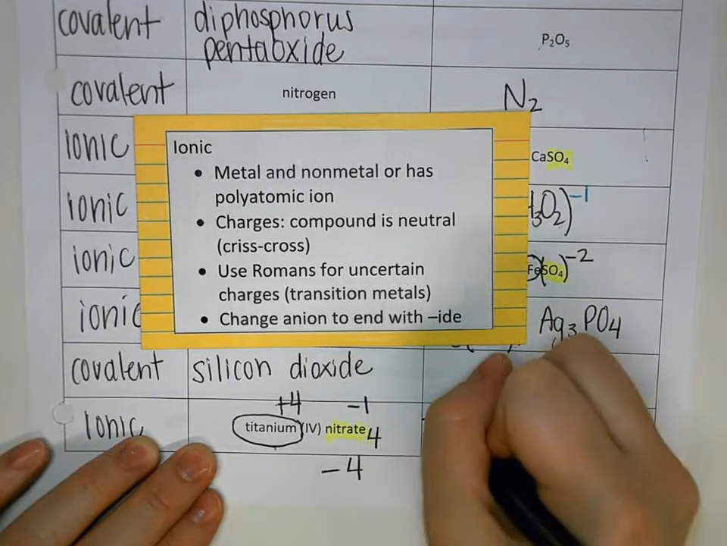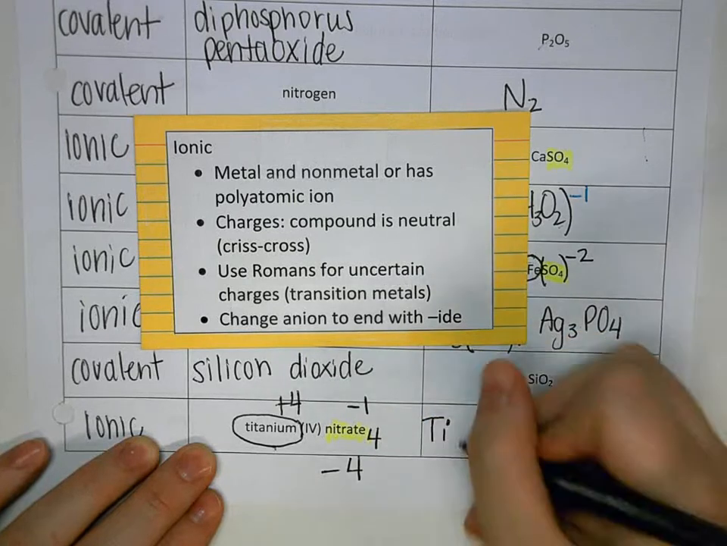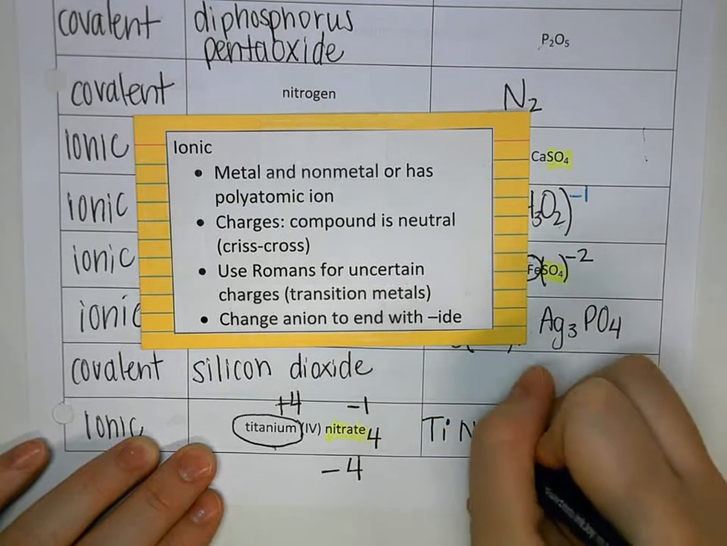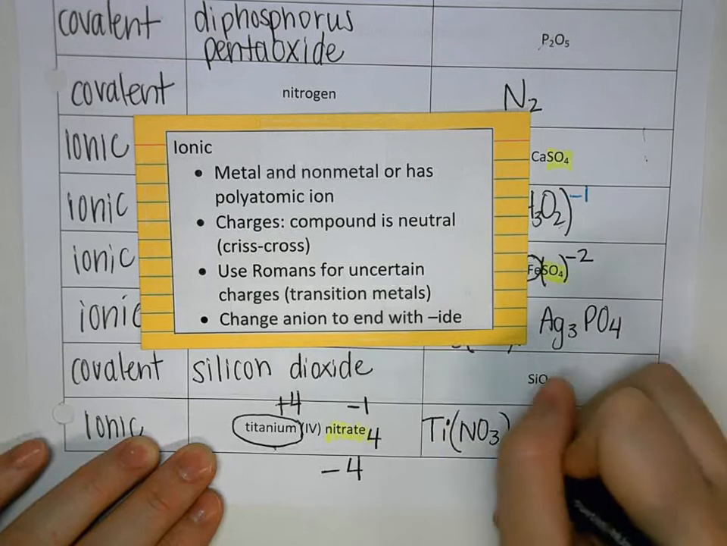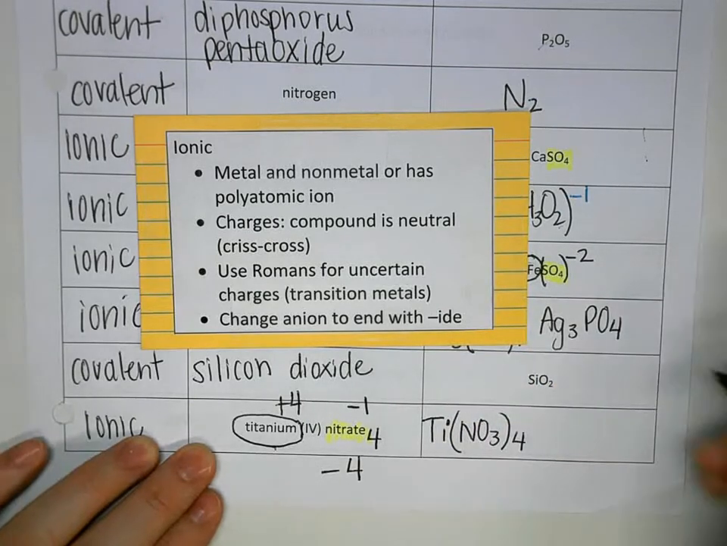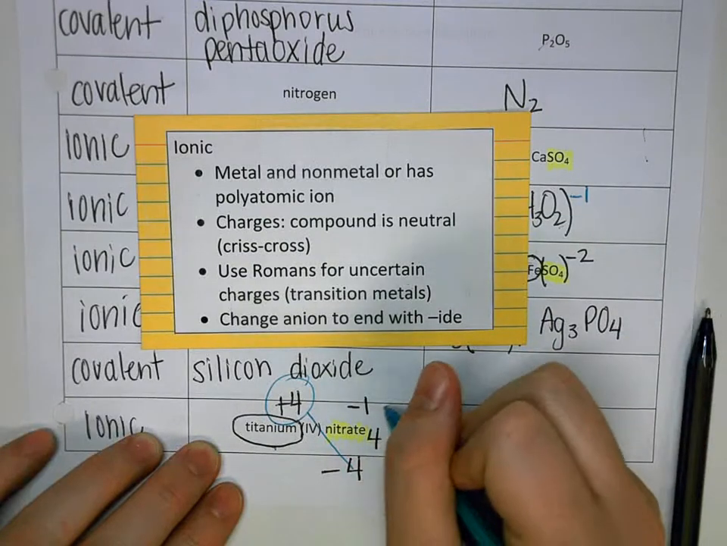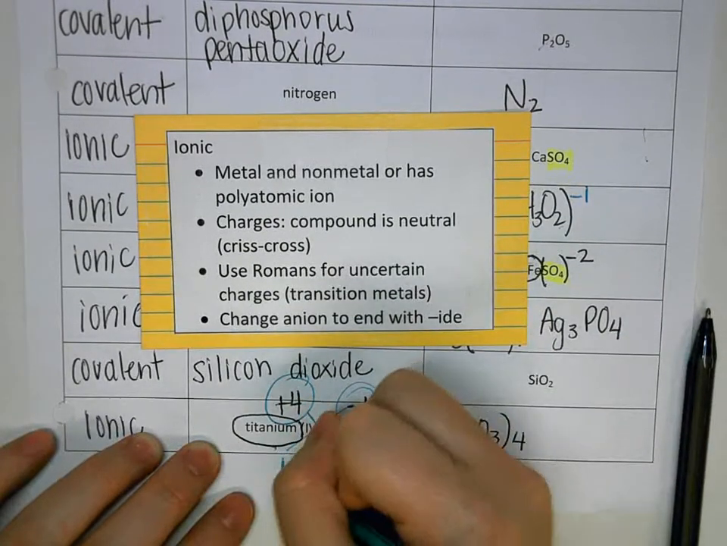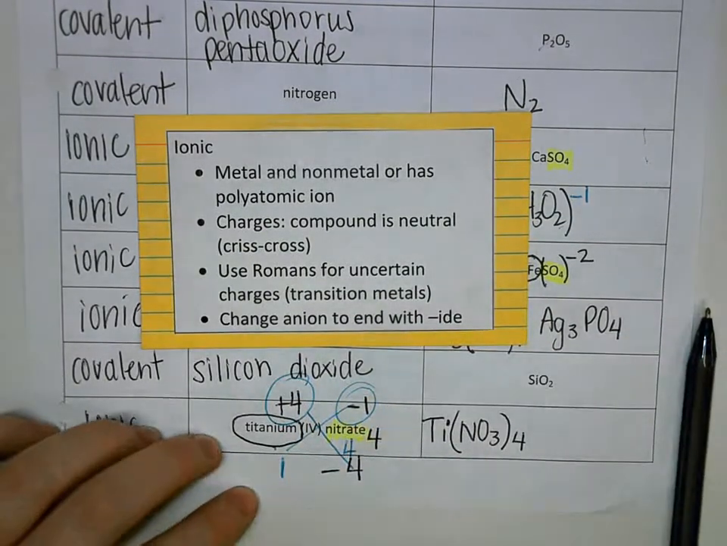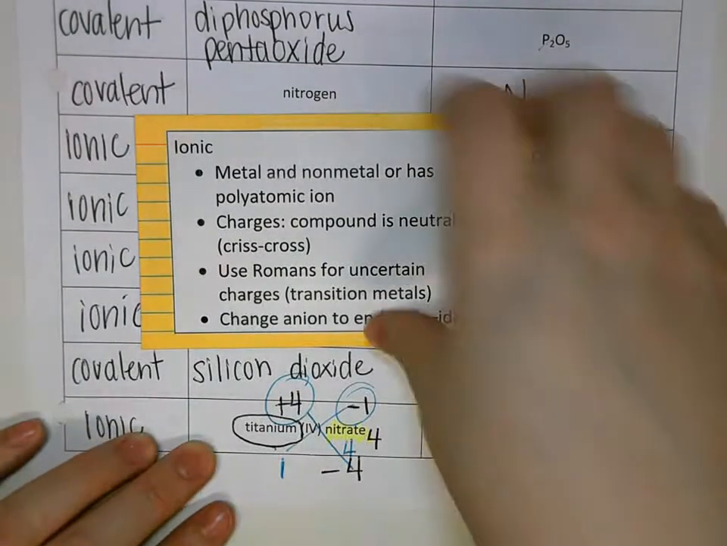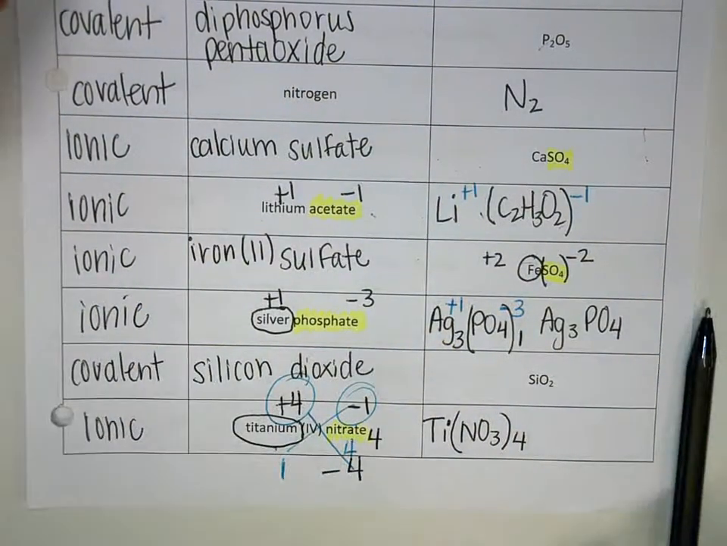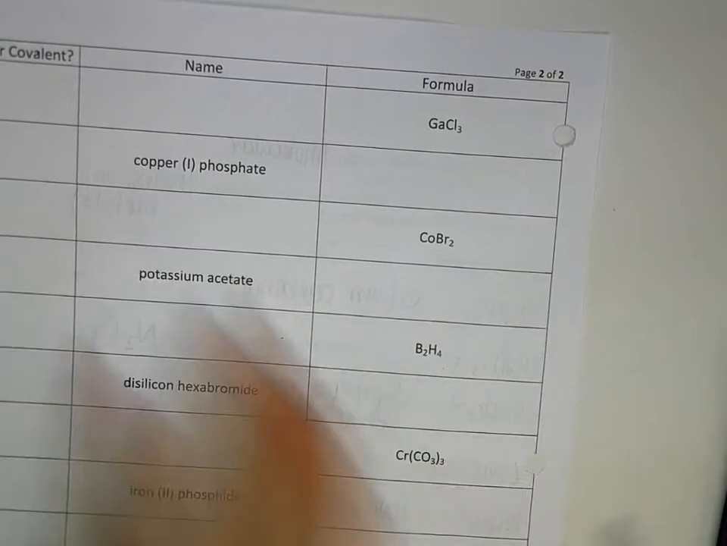So I've got titanium, nitrate, and I need 4 of them. So this is that same kind of switch crossing over. I need 1 of these and 4 of these in order to make the charges balance. The back is more of the same.